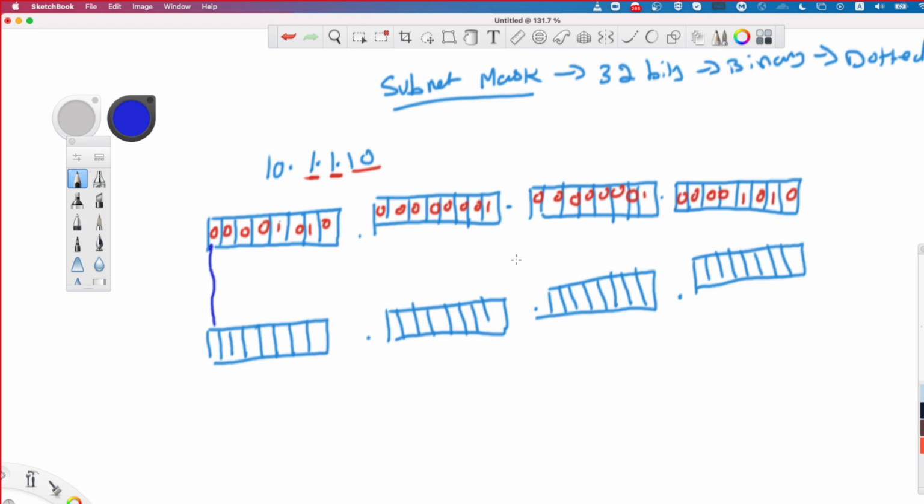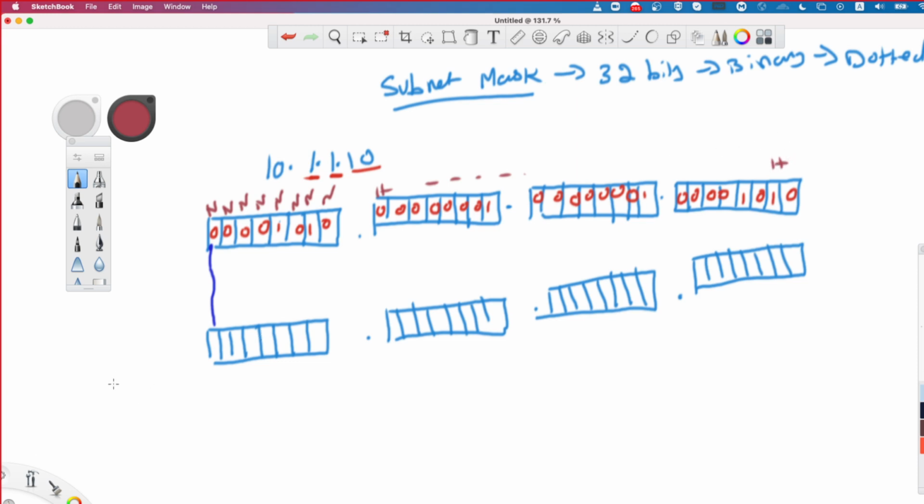Now, one more thing I wanted to say: the first bit of the IP address belongs to the network ID or host ID. The given IP address is 10.1.1.10. It is a class A IP address. So obviously the first 8 bits are going to be network ID bits, correct? The remaining bits are host ID bits, correct? The remaining 24 bits are host ID bits.